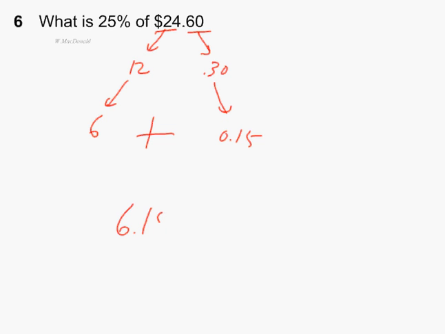For question 6, what's 25%? Well, half of this is $12. Half of that, because half is what 25% is, is $6. Half of this is 30 cents. Half of that is 15 cents. Therefore, 25% is $6.15. Okay? Because half would be $12.30. That's 50%. Half of that is $6.15. Another way to think of it.